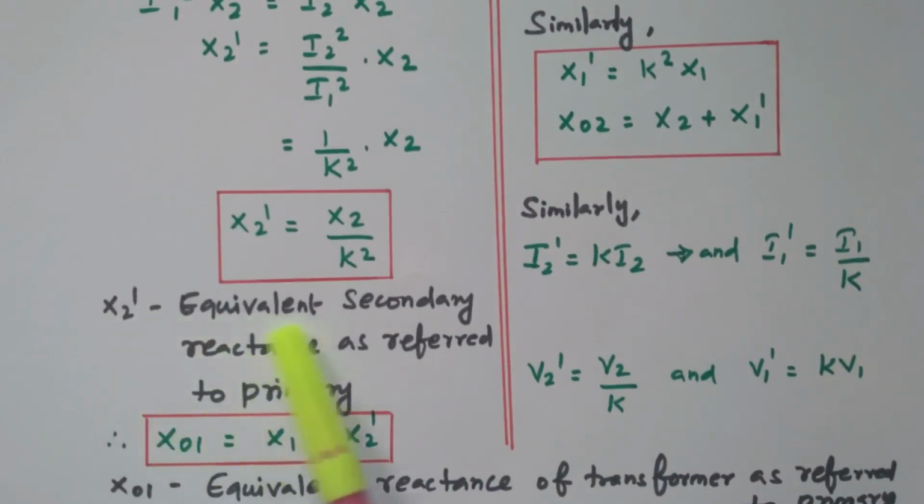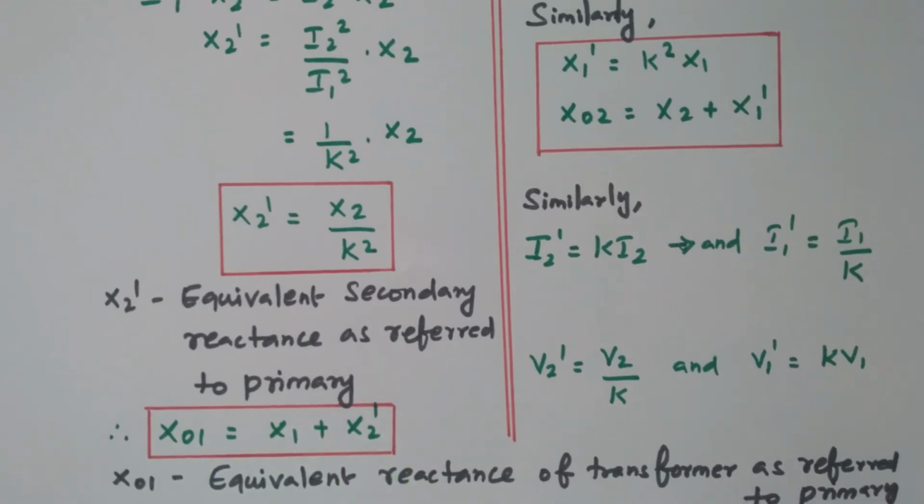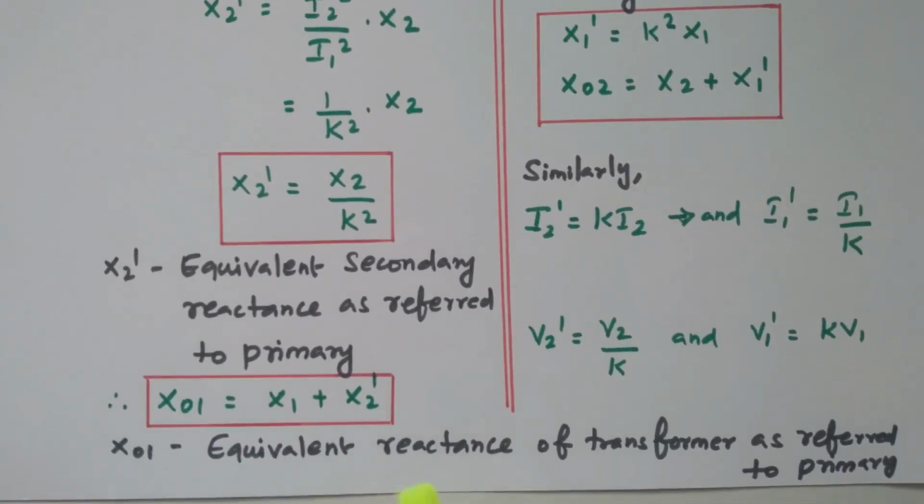X2 dash is the equivalent secondary reactance referred to the primary. So the total reactance in the primary is X1, as it is in the primary. When the secondary is transferred to primary, it becomes X2 dash. So X01, the total reactance in the primary, is X1 plus X2 dash, the equivalent reactance of the transformer as referred to the primary. The reactance is now transferred to primary.